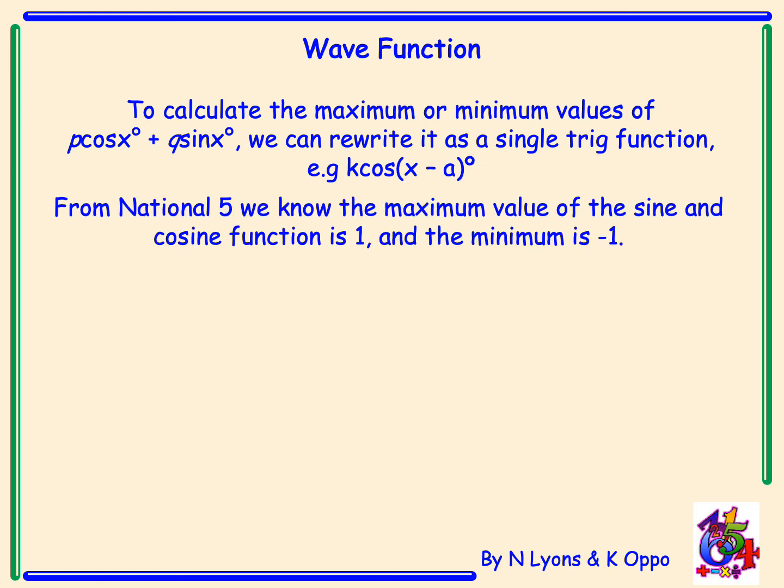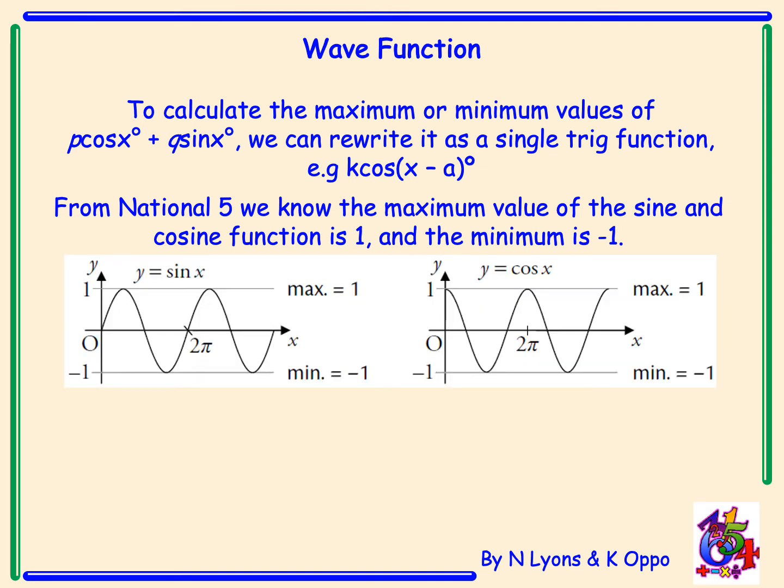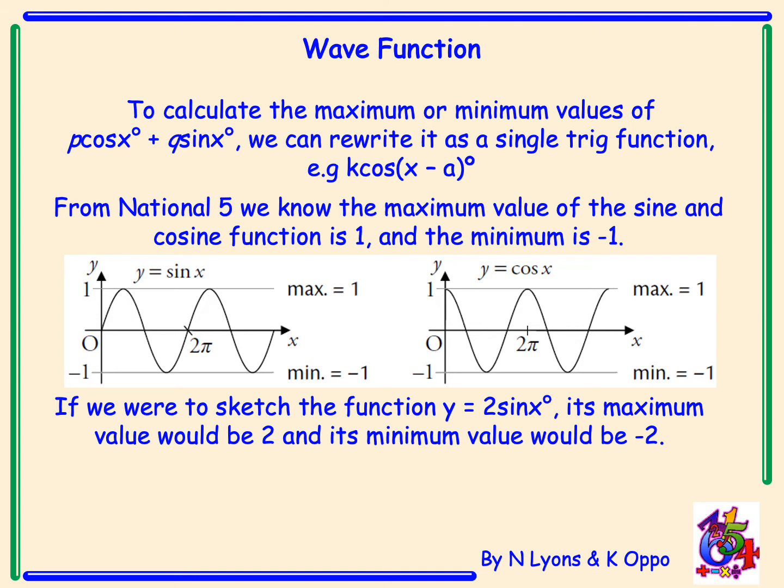From National 5, we know that the maximum value of the sine and cosine function is 1 and the minimum is minus 1. Here are our graphs as a little reminder. If we were to sketch the function y equals 2 sine x, its maximum value would be 2 and its minimum value would be minus 2. Please remember the coefficient in front of sine or cos is called our amplitude, and that is the height of our wave.